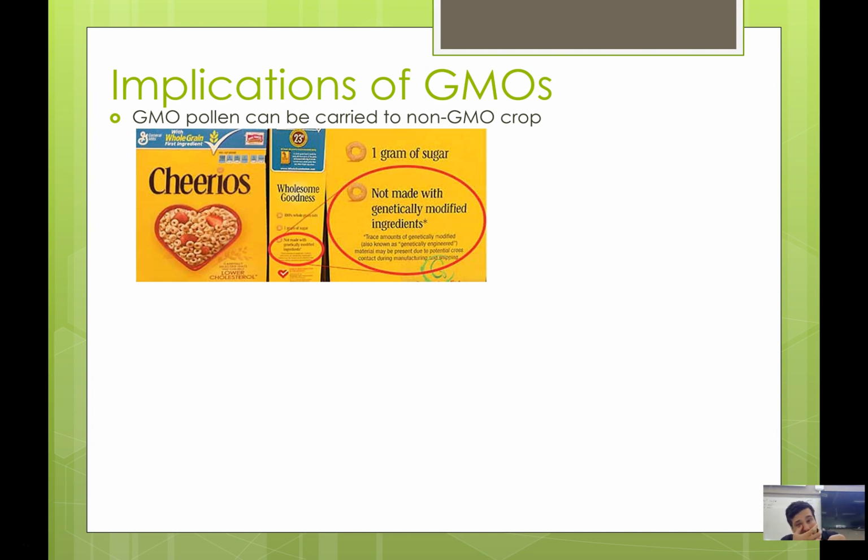And so if you read this little box of Cheerios, it says not made with genetically modified ingredients, but a little star they have to put in because it says trace amounts of genetically modified, also known as genetically engineered material, can be present due to the potential cross contact during manufacturing and shipping. Okay, and I've got a really great example of this.